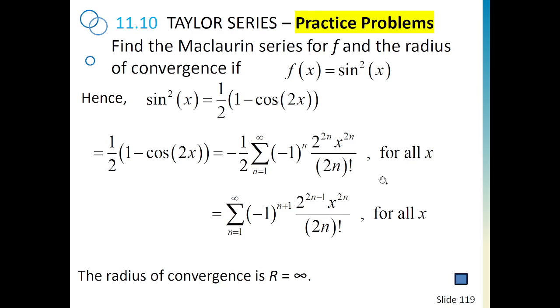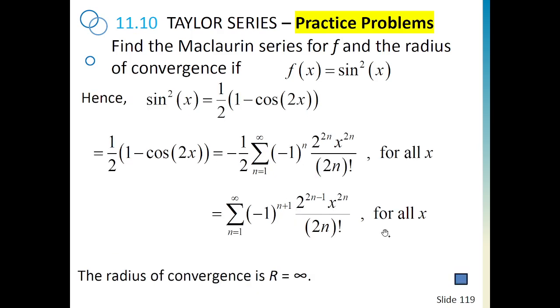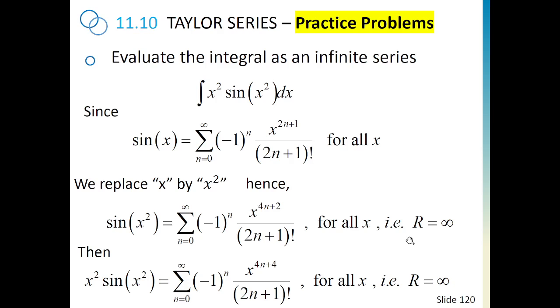Obviously, if you need to find the radius of convergence, what do you do? Well, you could use the ratio test as previously, or you could just say, hey, the cosine is valid for all values of x, and I replaced x by 2x, so it's still valid for all values of x. Here I just eliminated one term, so it's still valid for all values of x. So basically you don't need to redo the ratio test.